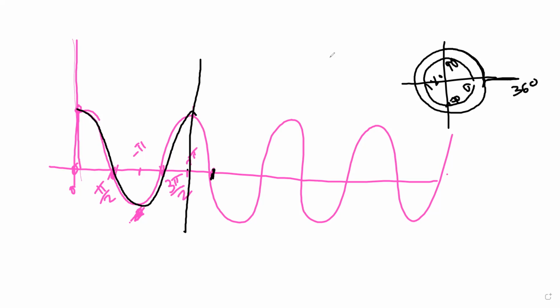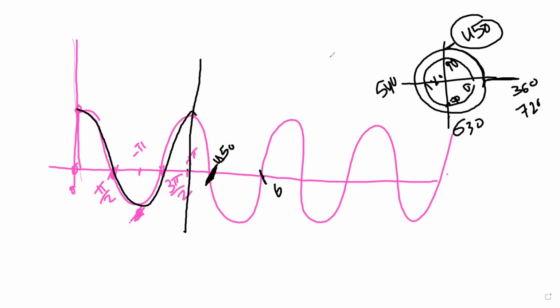Then 360 plus 90, which is 450. Plus 90, 540. Plus 90, 630. And here 720. So that means the cosine of 450 will be the same as the cosine of 90, which is here. And 630 has the same cosine as 270, which is here. So it repeats itself.